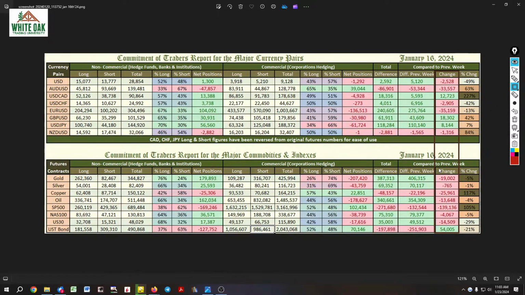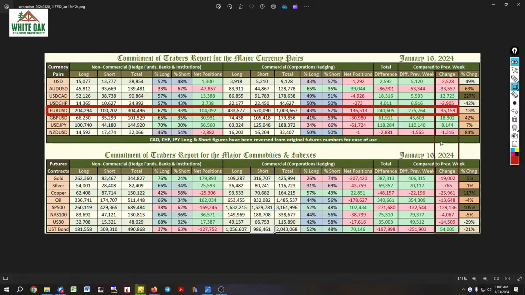When I look down here, the first thing I see is Euro US dollar, right there. You see that? Euro US dollar, a change of negative 35,000. This is what I see. And do you see what's happening with the Euro US dollar right now?